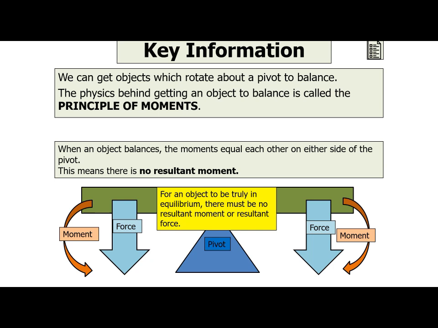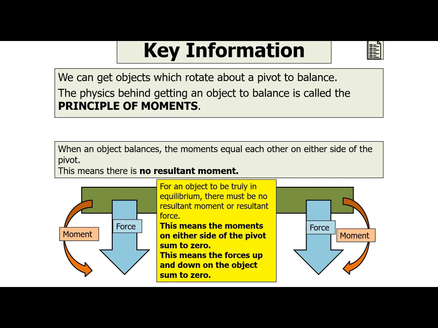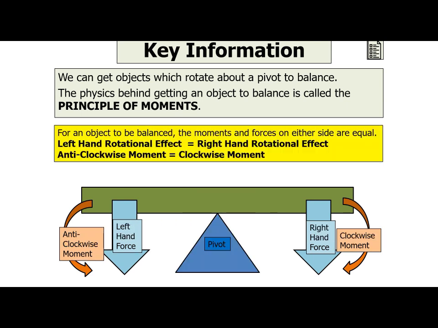Now, for an object to be truly in equilibrium, there must be no resultant moment and no resultant force. So this means that the moments on either side of the pivot sum to zero. And it also means the forces up and down on the object will also sum to zero. So for an object to be balanced, the moments and forces on either side are equal.